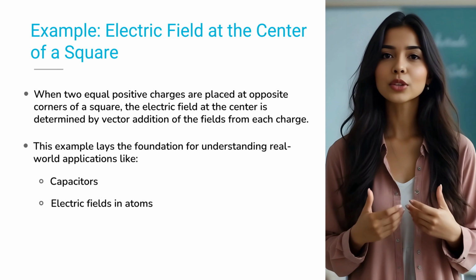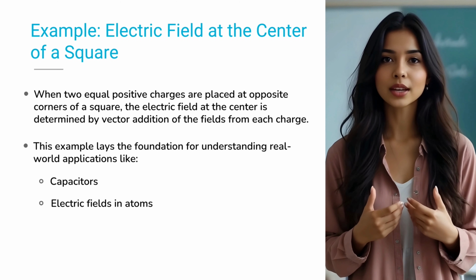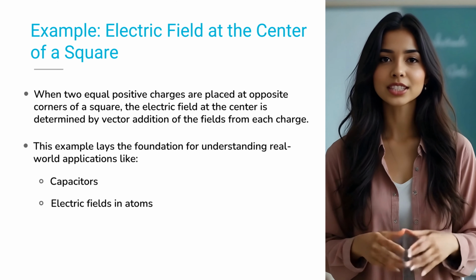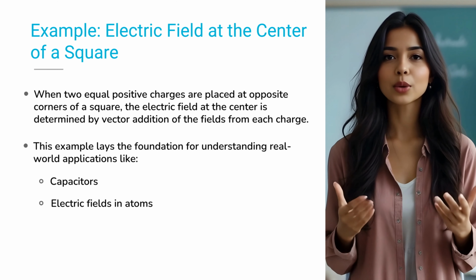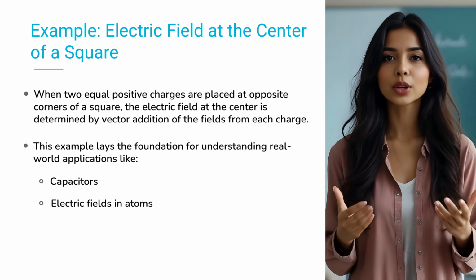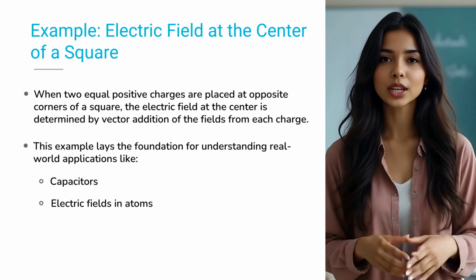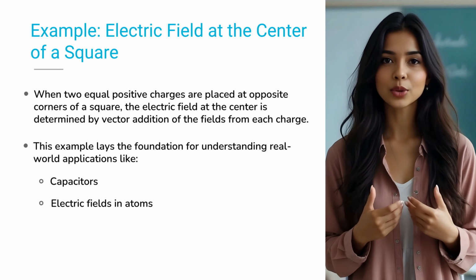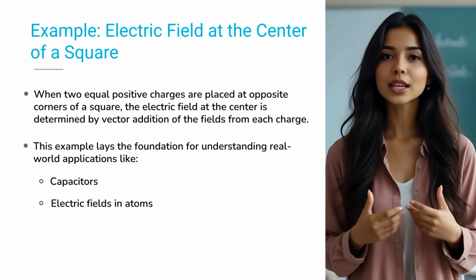Let's understand with a few examples. Example 1. Two equal positive charges at opposite corners of the square. At the center of the square, the electric field from each charge points diagonally outward. Using symmetry, we combine both vectors to find the net field. This example helps build a foundation for real-world concepts like capacitors and atomic fields.